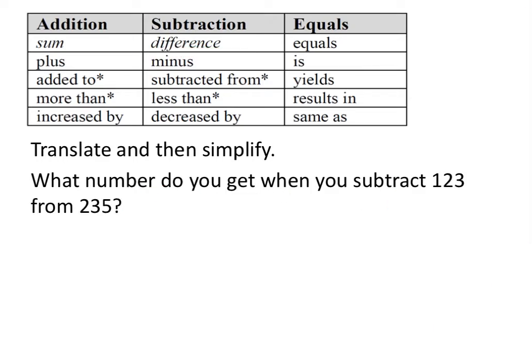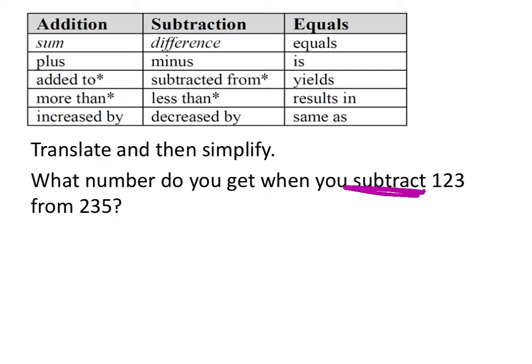Now let's look at this one as well. Translate and then simplify, right? What number do you get when you subtract 123 from 235? So I think this one is even worded just a little bit different, right? It says subtracted from up here, but this one says subtract this number from. So it's kind of put the number in between the subtracted and the from word right there, if we look at our table anyways. So since it is that way, it means that it needs to be subtracted from a number.